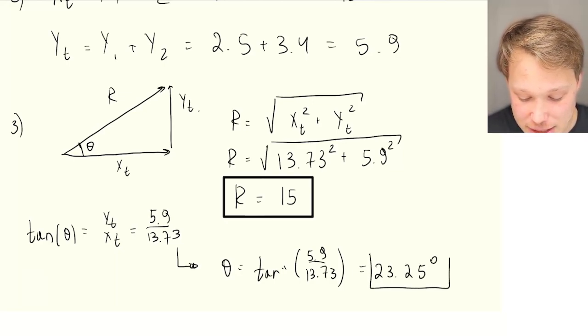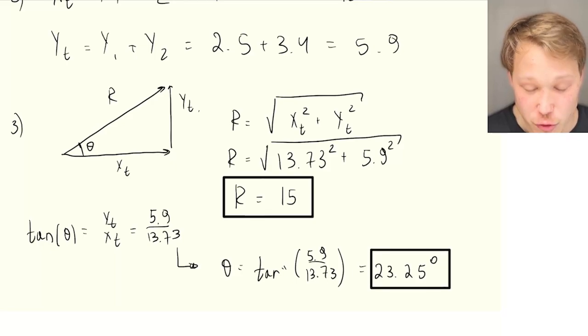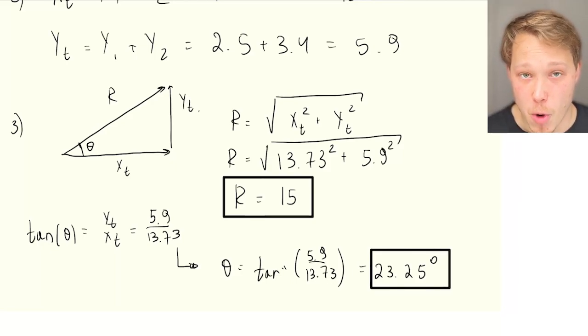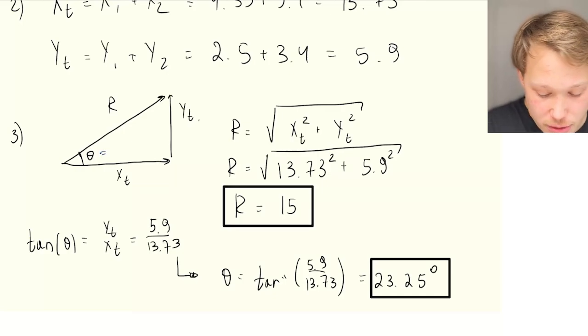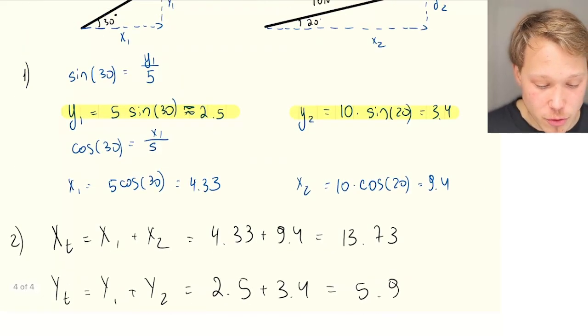If you didn't get this exact answer, maybe you have to check your calculator, go to mode and check that your calculator is in degrees. But just like this, we found the total resultant vector and essentially the direction, or the angle. Great.